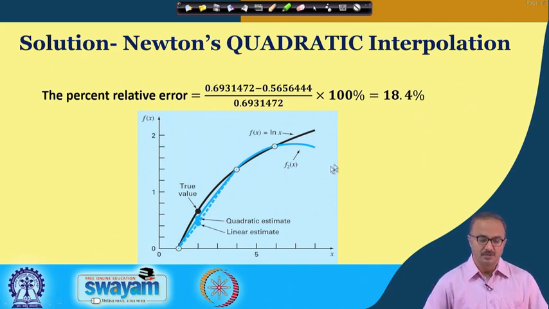Now here, this black curve is showing you the exact function. We are taking 3 points: this is the first point, this is the second point, and this is the third point. If we take linear interpolation, this is the estimate we are getting, and when we do a quadratic interpolation, we have been able to improve the values. That means by increasing the degree of the polynomial, we are able to get a more accurate value.